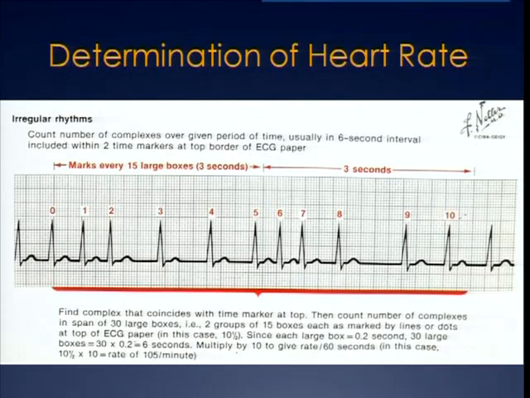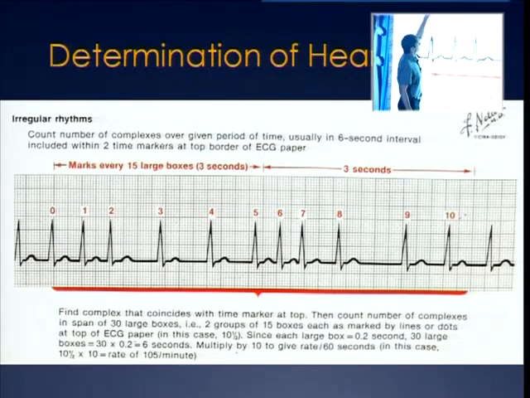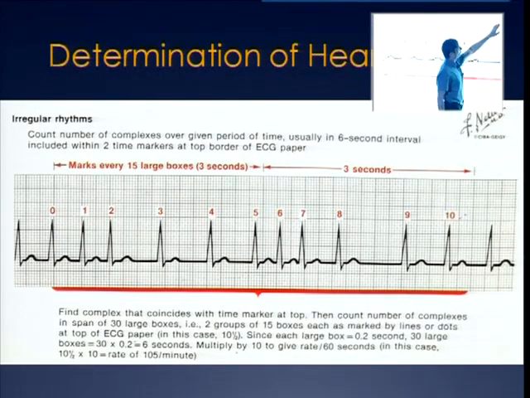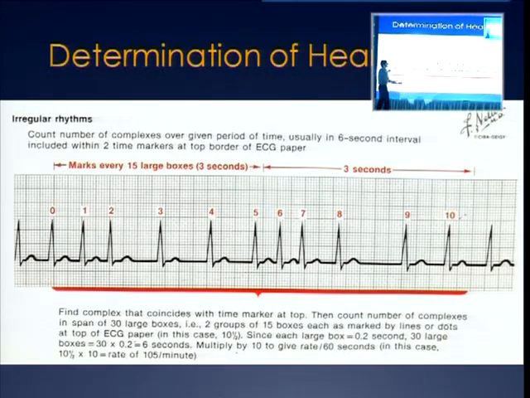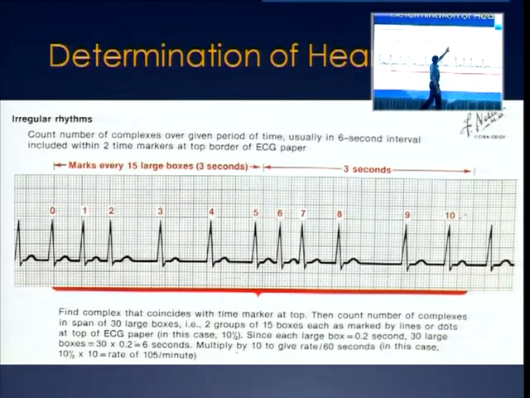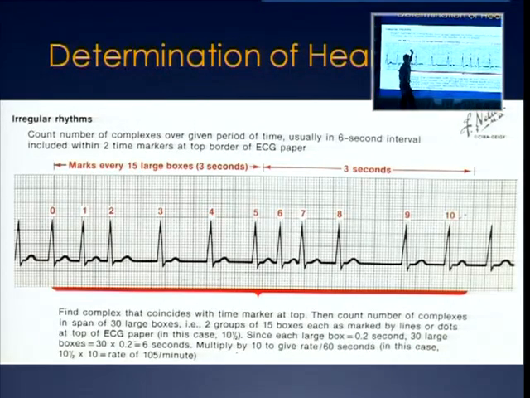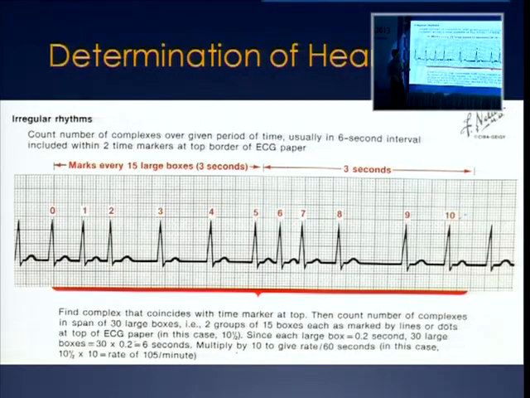Now this is determination of heart rate in a case of atrial fibrillation. This has not been gone through. This is one of the common questions in the MD exam, so it may be worth going through this. Most ECG papers will have a marker here like this. And this measures 15 boxes. So you count the number of boxes and this is 3 seconds. When you take 15 large boxes, because 1 second is 5 big boxes.